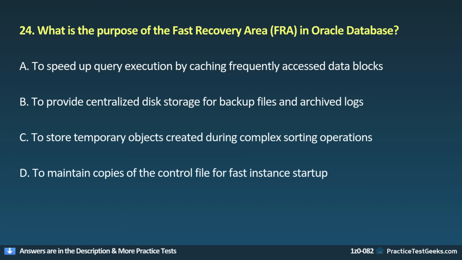24. What is the purpose of the Fast Recovery Area, FRA, in Oracle Database? A. To speed up query execution by caching frequently accessed data blocks. B. To provide centralized disk storage for backup files and archived logs. C. To store temporary objects created during complex sorting operations. D. To maintain copies of the control file for fast instance startup.